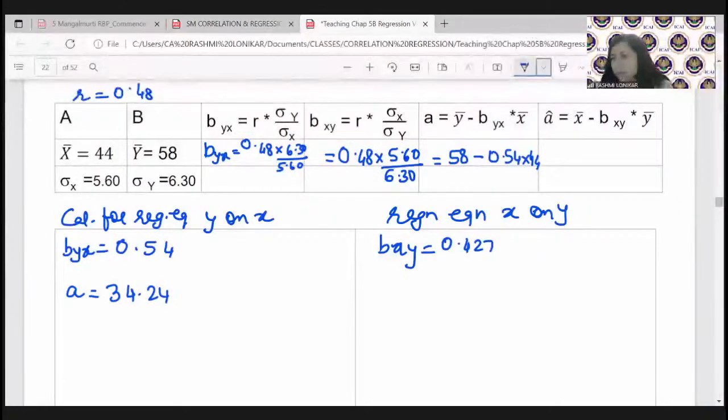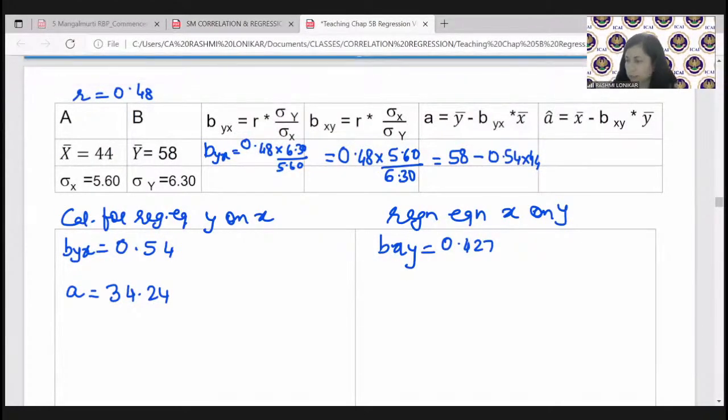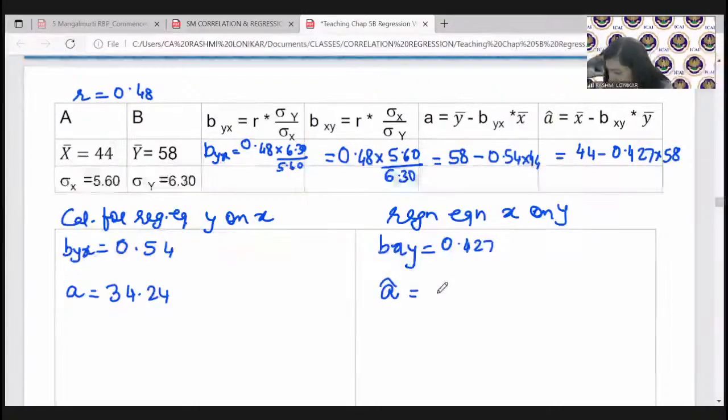34.24. Okay. Similarly, for a cap, a cap is equal to x bar minus bxy times y bar. x bar is 44, bxy is 0.427, and y bar is 58. So from this I get a cap to be equal to 19.25. Okay, I get this as 19.25.